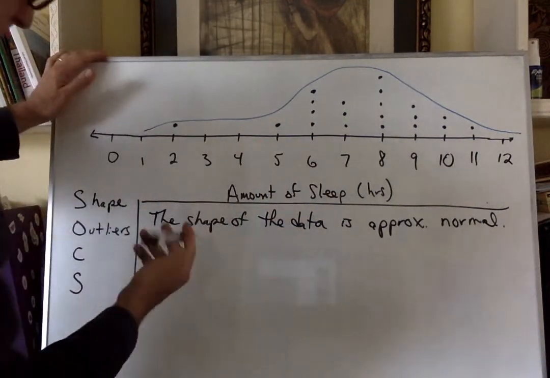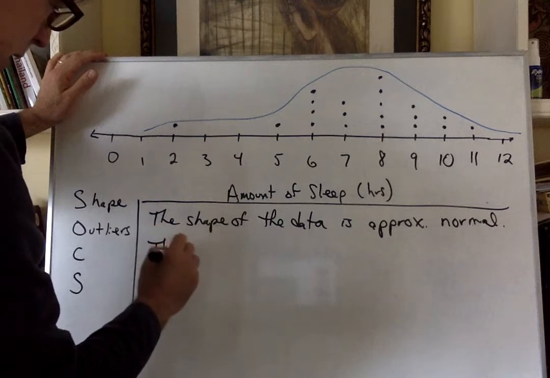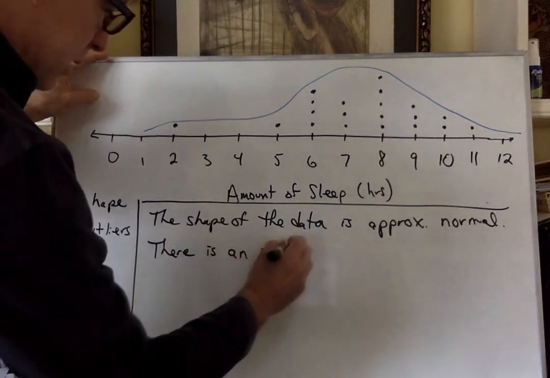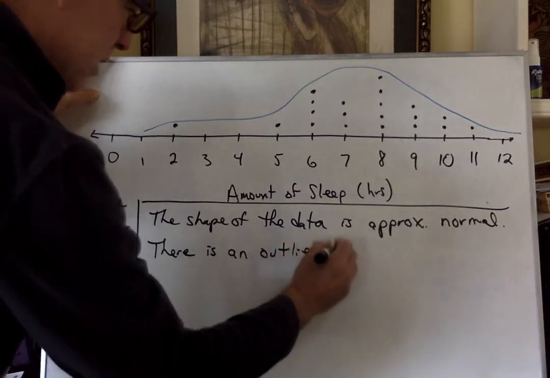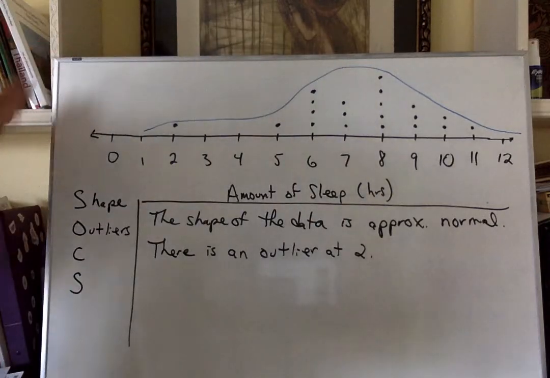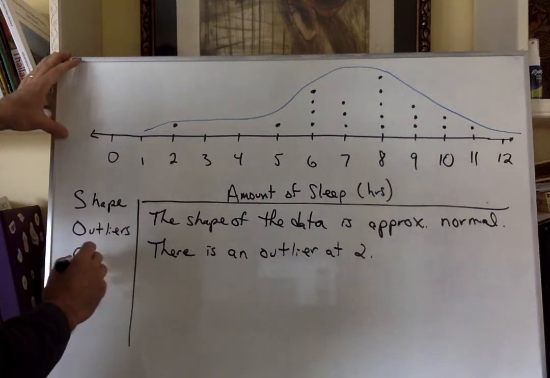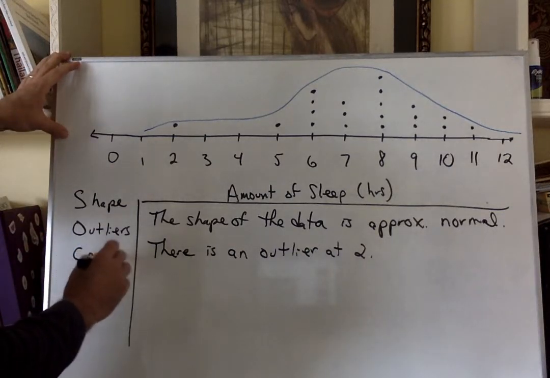So that's going to be my second sentence. I'm going to tell people, hey, there is an outlier at 2. Great. So we have shape and we have outliers. Now the next one is center. So the C stands for the center of the data.